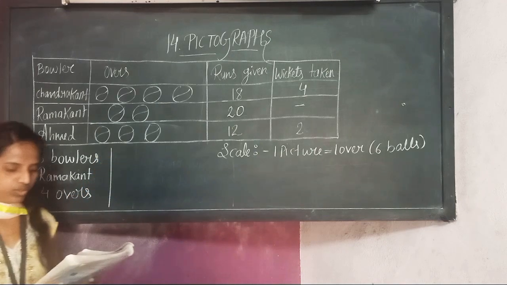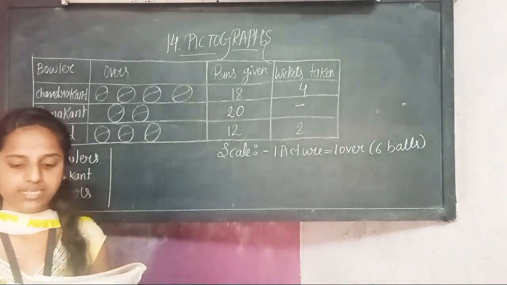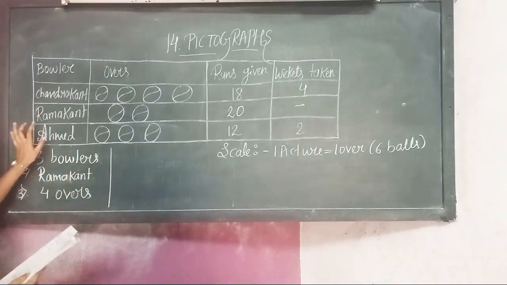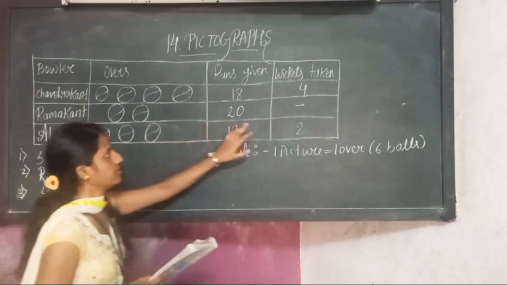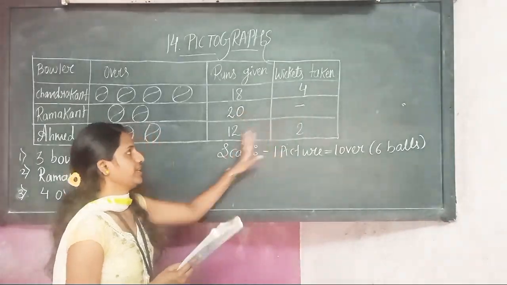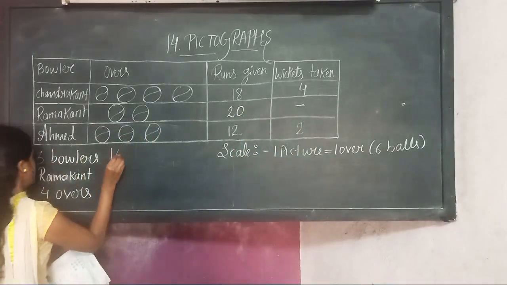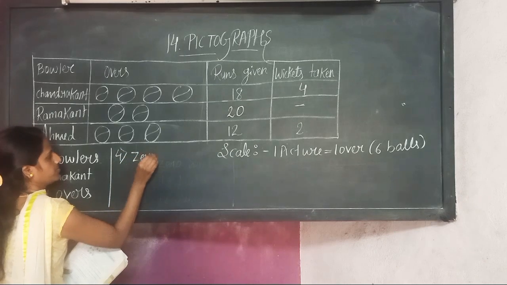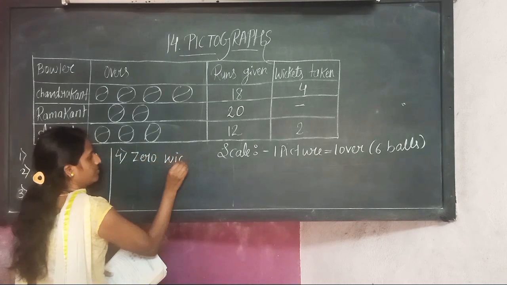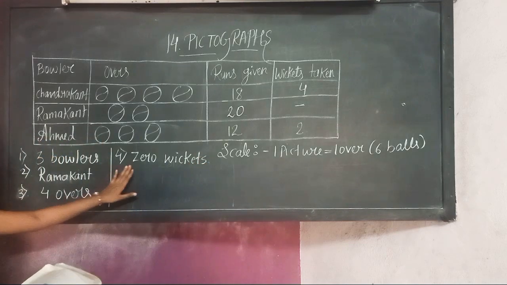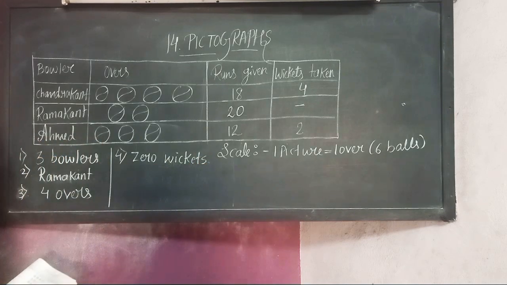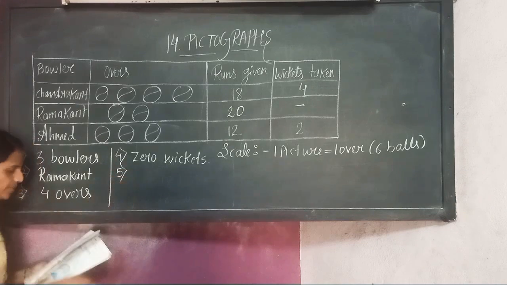Okay, now let's see the fourth question. How many wickets did Ramakant take? How many wickets are taken by Ramakant? Here is Ramakant. There is no wicket. So write down 0 wickets. He has not taken any wickets. You can write no wickets or 0 wickets. Now let's go for the next question.